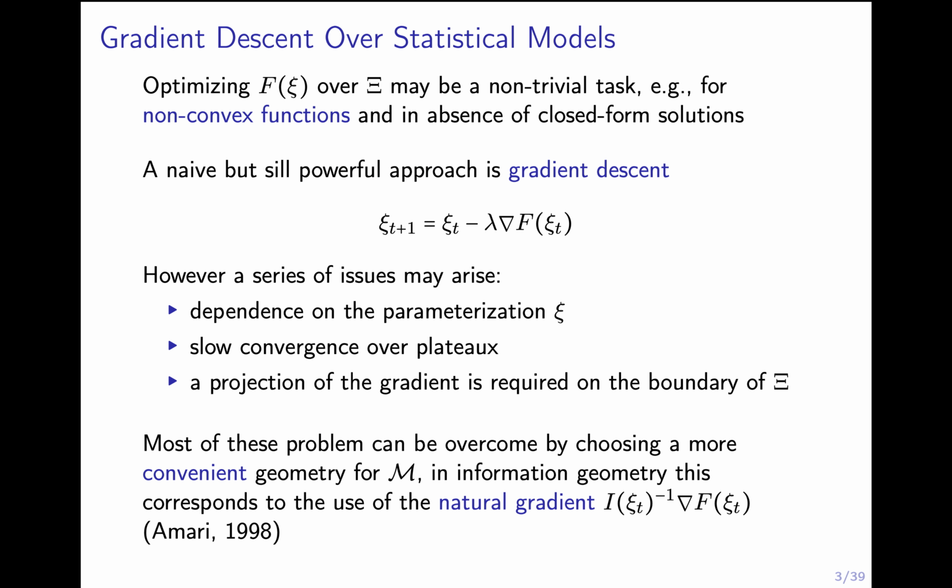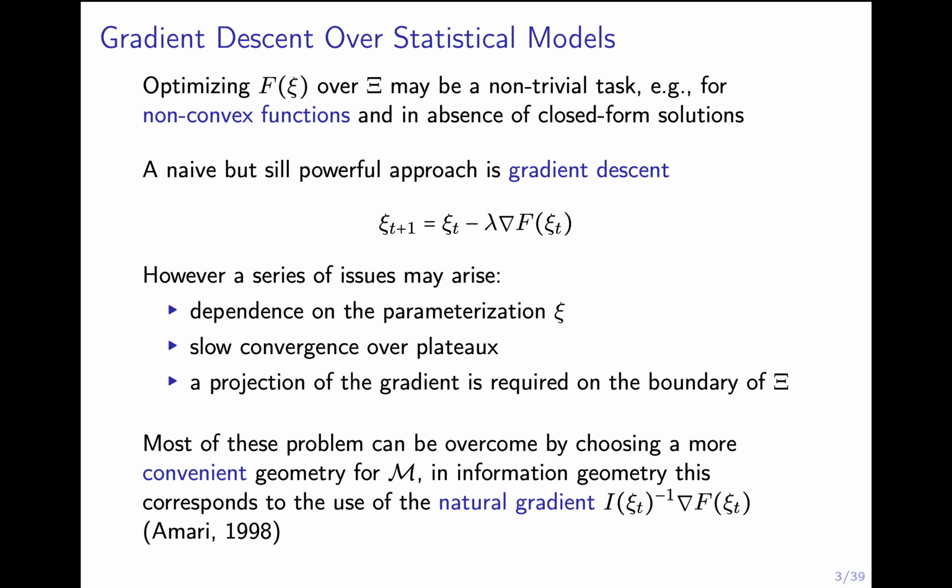So how do you optimize this function? Well, in general, these functions are non-convex, so you do not have a closed formula solution for the optimum. So a naive approach, but still very powerful, is gradient descent, in which we optimize the parameters in an iterative way in the direction of the gradient. However, if you do this type of optimization, you may have some issues, for example, a dependence on the parameterization, and so different dynamics depend on the choice of the parameterization used to represent a statistical model. You may have slow convergence or plateaus, which are introduced not by the function itself, but by the way in which the statistical model is parameterized.